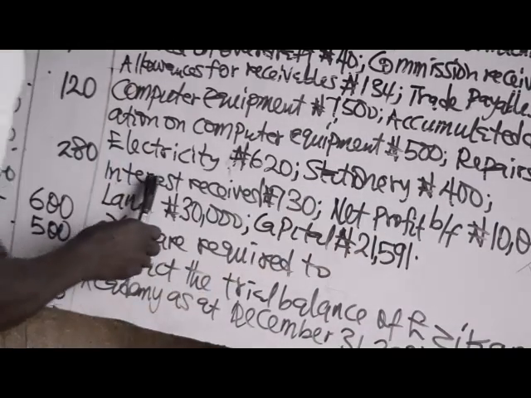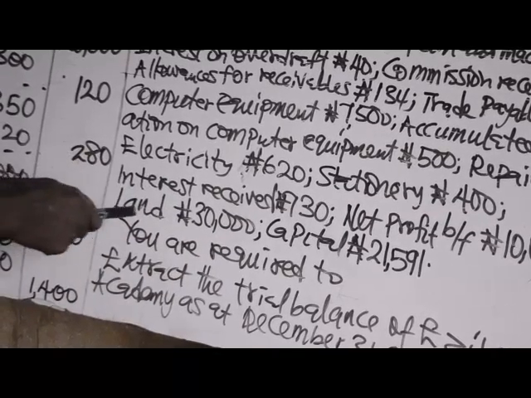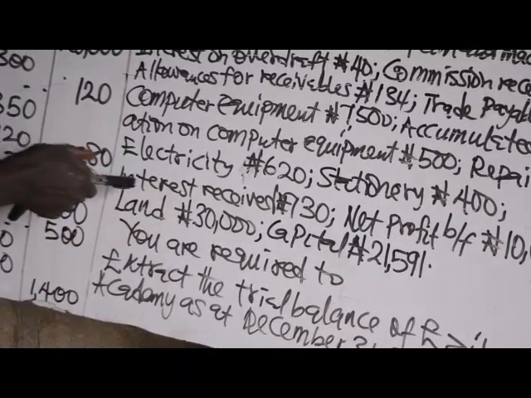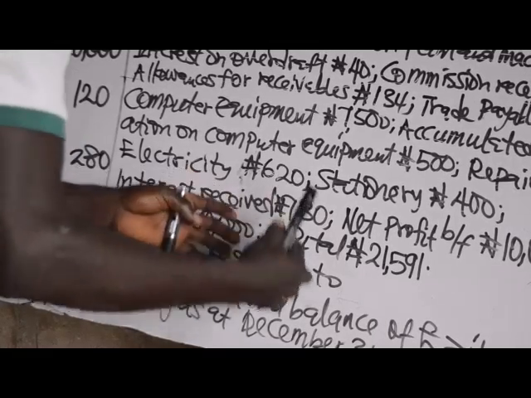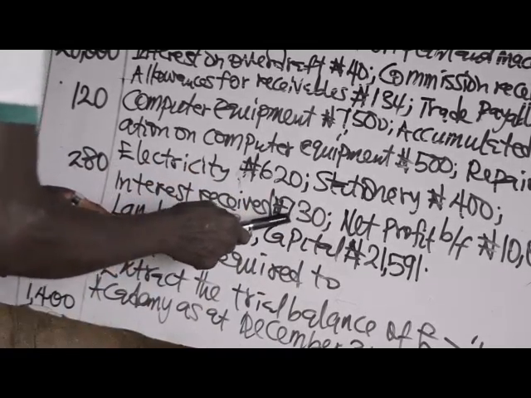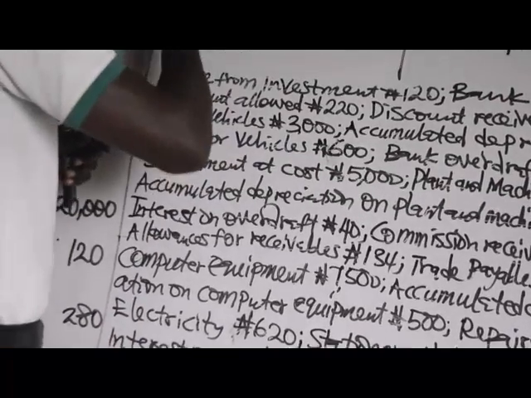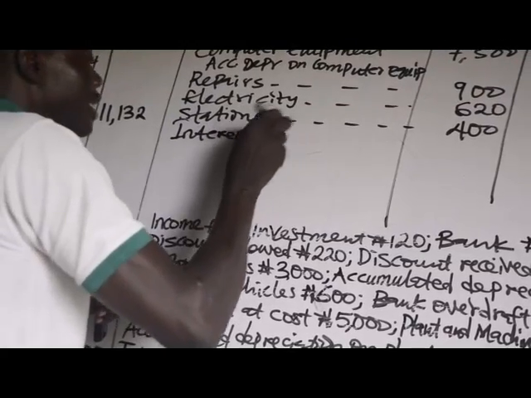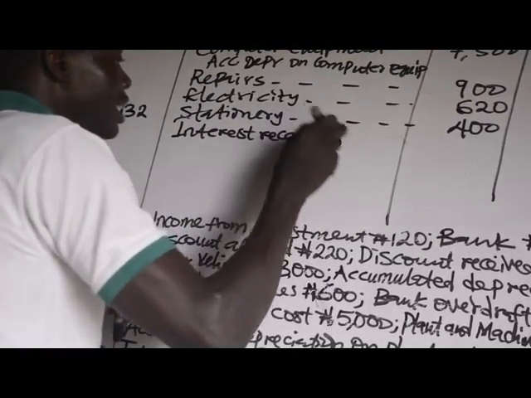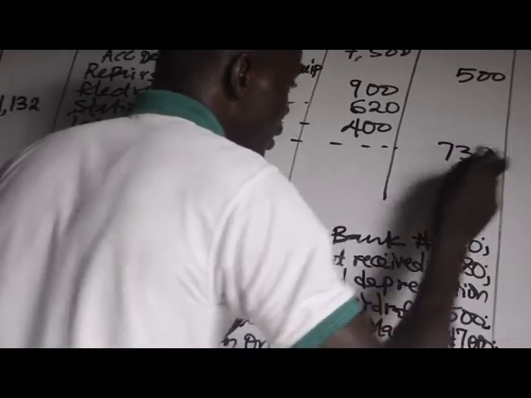Then we also have interest received. You are receiving this as an interest, not interest paid. Interest paid is an expense, but the interest received is an income to the business. Being an income, it should be credited. The amount involved is 730. Interest received, an income, it should be credited, 730.